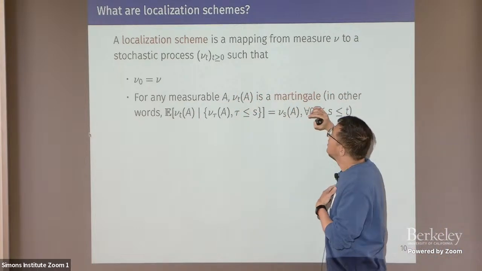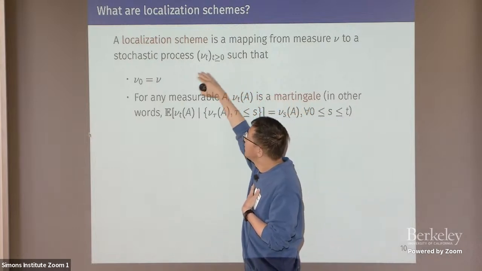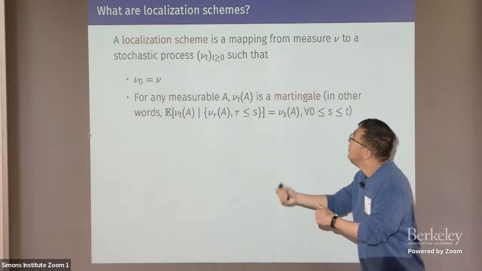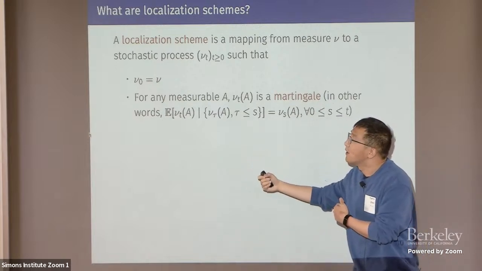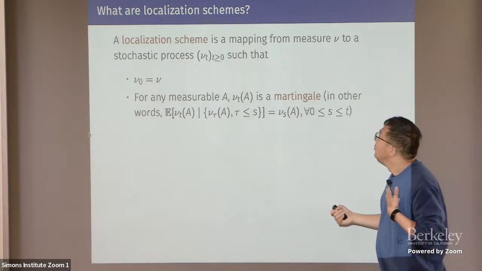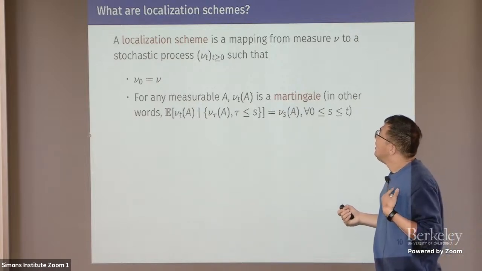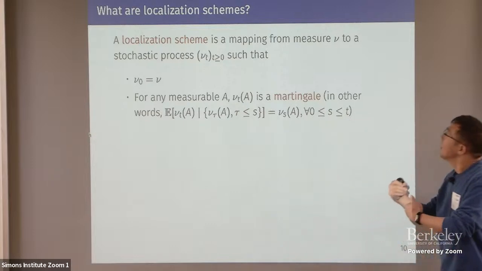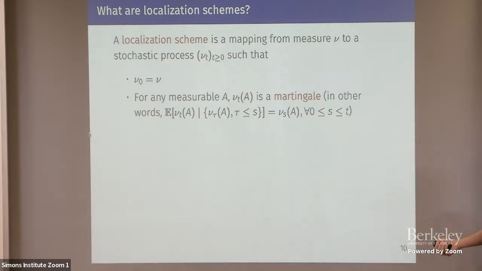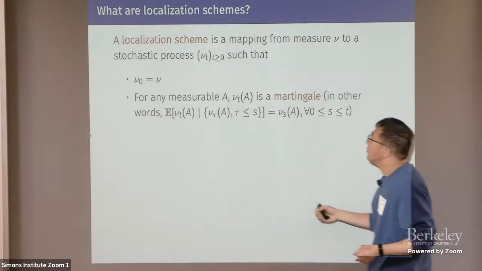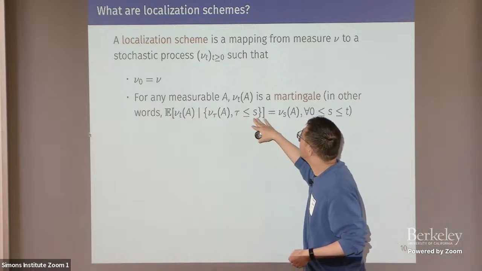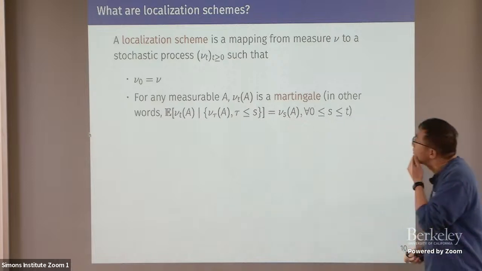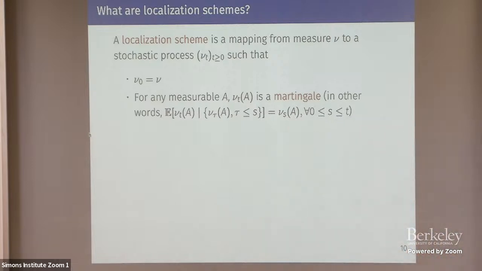You start the stochastic process from the original measure mu, and then it's the evolution of the measure. And you want to make sure that for any set A, mu_t of A is a martingale. Martingale means that if you condition on the path up to time s and take expectation, you will get back mu_s of A.